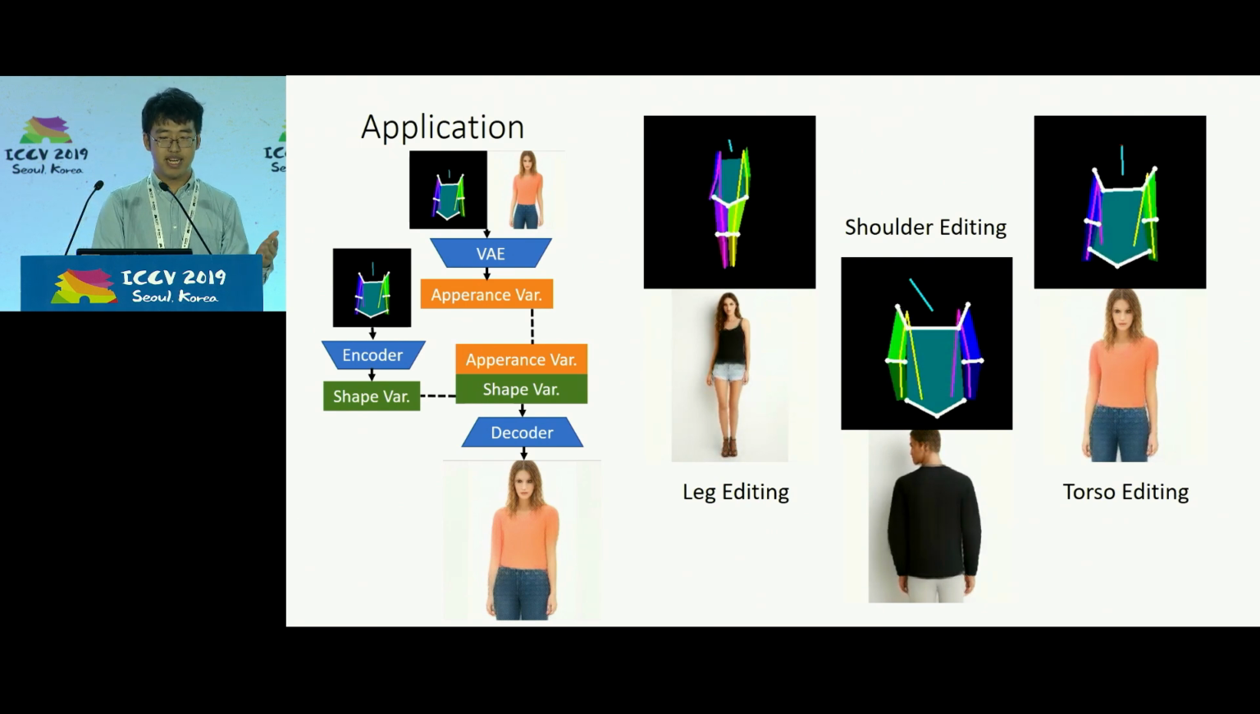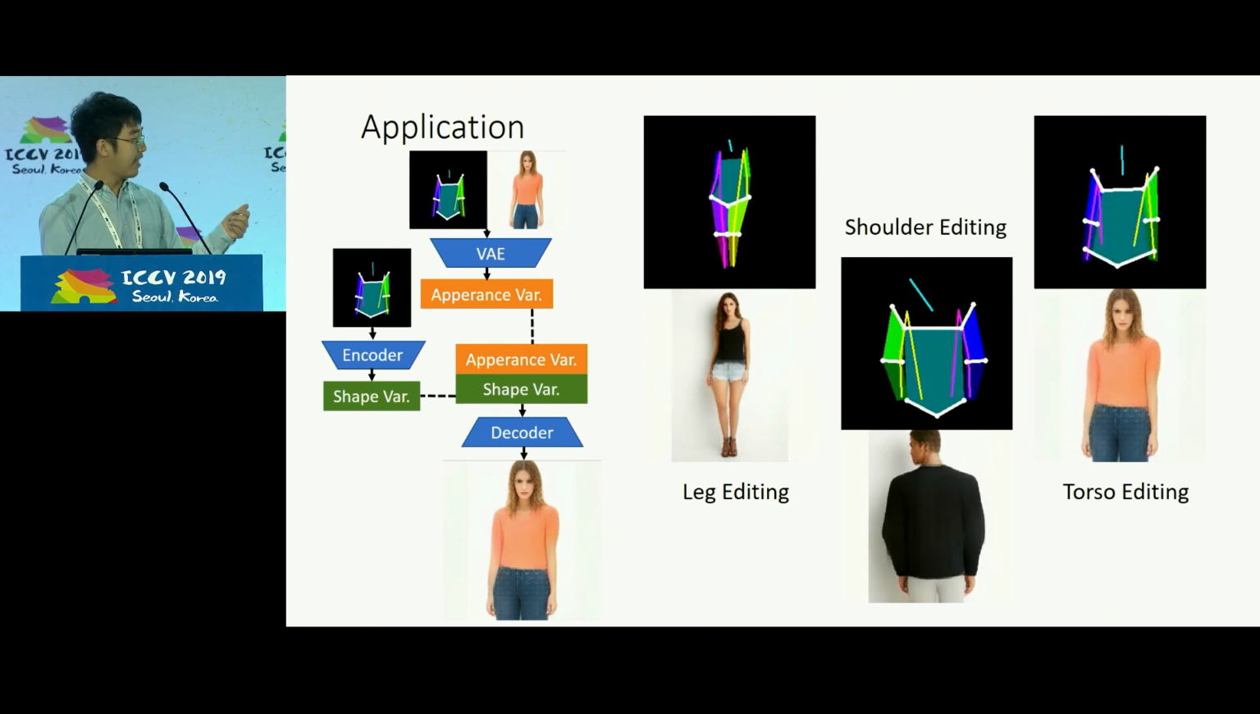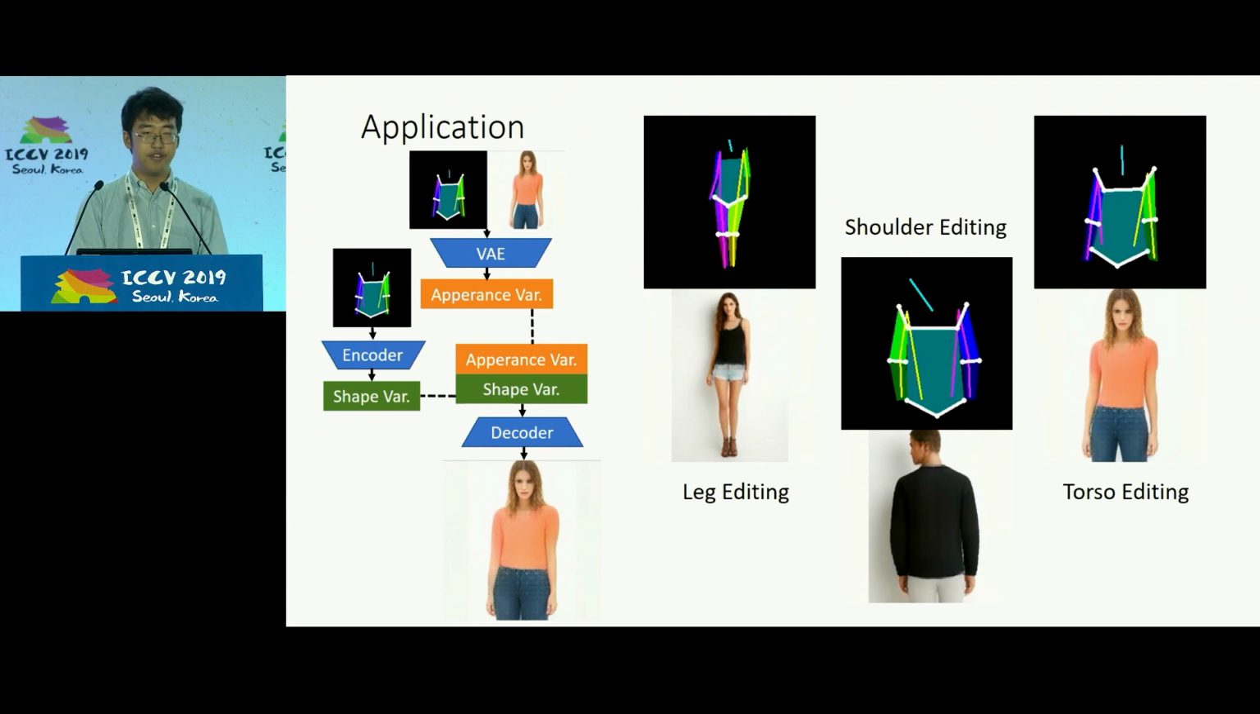TRB has rich potential in application. In this example, we use a VUNet for TRB-guided human image generation. We added contour points to change the shape of the human leg, shoulder, and torso in these three demos.